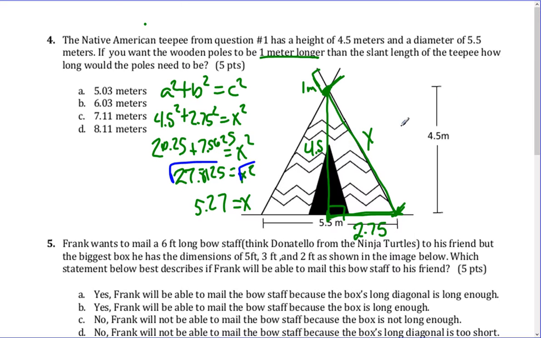So this is the slant length of this tent. And if you take that and add 1 meter, then the new length should be 6.27 meters long, which would need to be the length of these poles. So I guess all of these are technically wrong because none of them were the correct answer that I found 3 times.